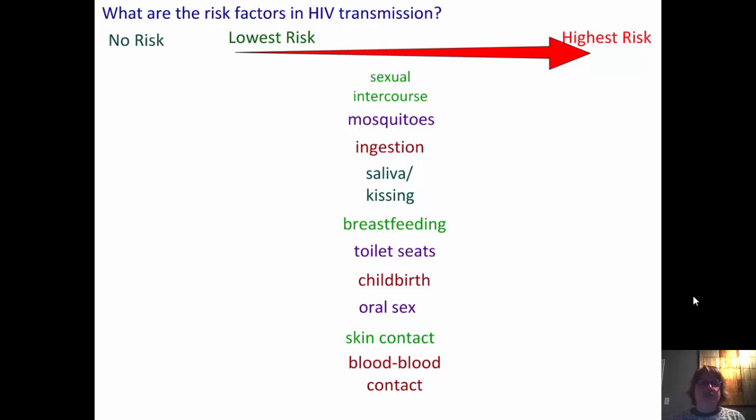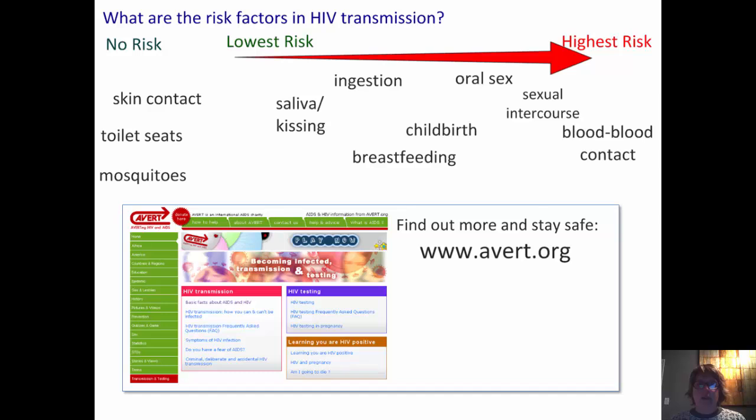All right, so what are the risk factors in HIV transmission? Do you think you can put these terms from no risk or lowest risk to highest risk? I'll give you a minute to pause the video and see what you can do. All right, I'm going to go ahead and go on.